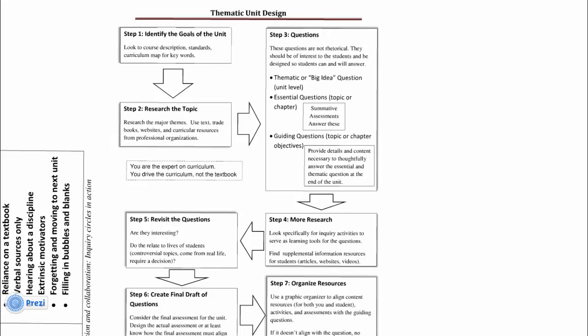Then step 5, I need to revisit the questions and really evaluate: are they interesting? Do they relate to the students' lives? And this is always a challenge. Sometimes I get good ones, sometimes I don't. And I'm always looking to improve these.